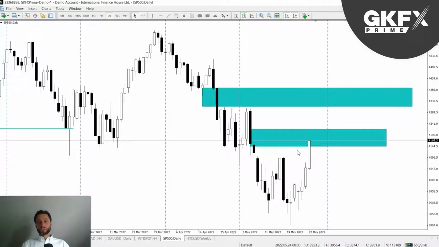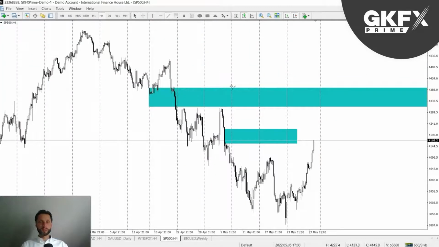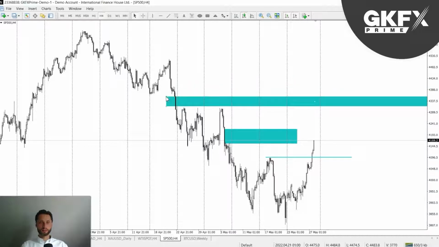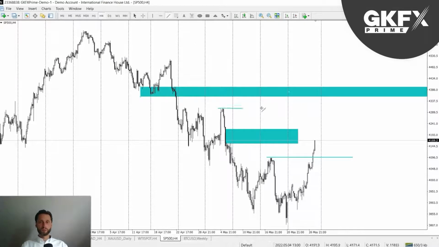So the question is, what's going to happen here now that we've reached this area? I'm going to look into a lower time frame and just identify some levels. So I've got a level here, and obviously, as I was saying, there's this area right here, which I'll be looking for the market to possibly reach to. But if it does, this will be the first obvious price level.